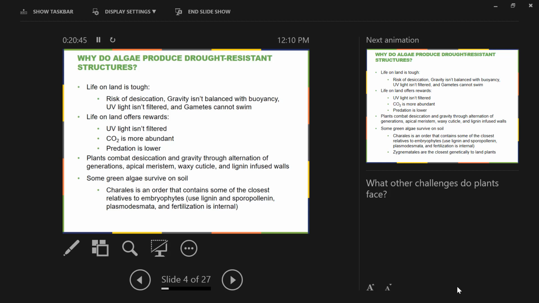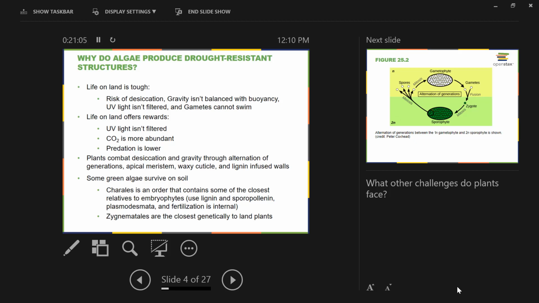If you're like, what is a plasmodesmata? We'll see that later, so we'll save that for another time. And fertilization is internal. Instead of having the female and male gametes fertilize outside of the individual, fertilization takes place internally. And then within Corylus, the group believed to be absolutely most closely related to land plants genetically is this group here, Zygnematales. So these are the most genetically similar to land plants. These are the most morphologically similar to land plants.